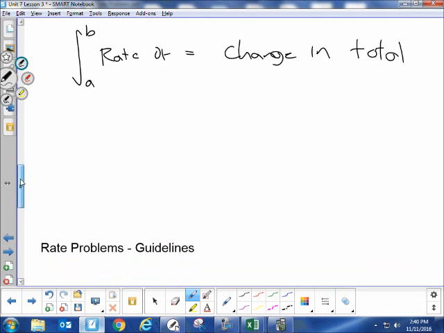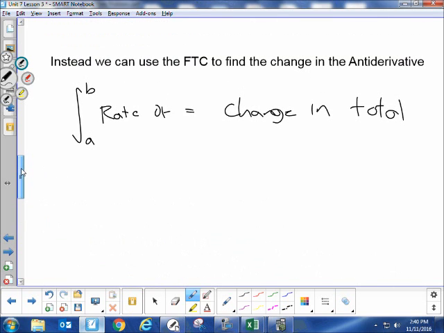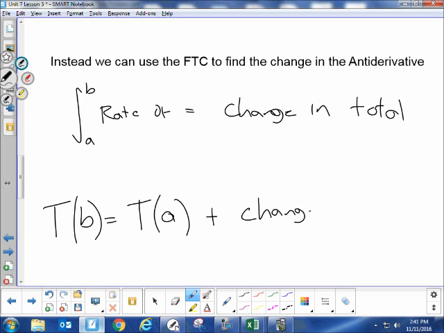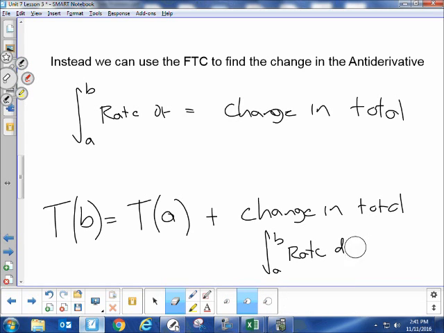Now, if they're going to ask you, hey, how much do we have or how much has flowed out, we could say, hey, our total amount at some future time will equal our total amount at my initial time plus my change in my total. Well, that's the area from A to B of my rate, dt.